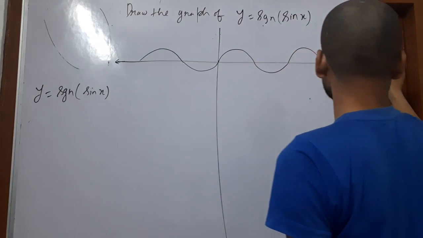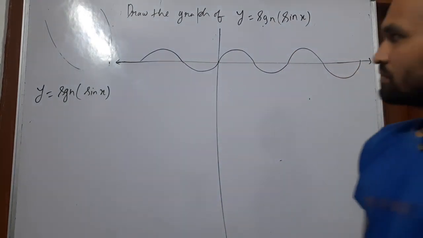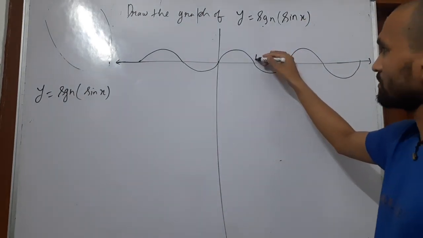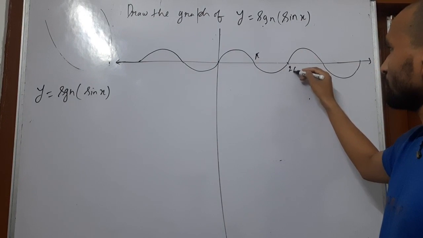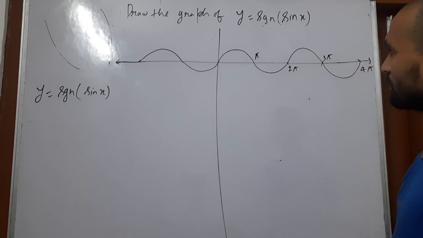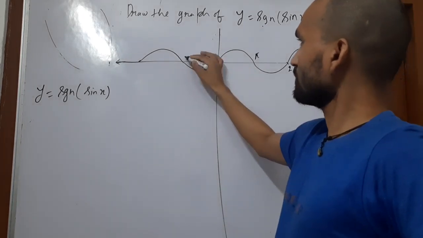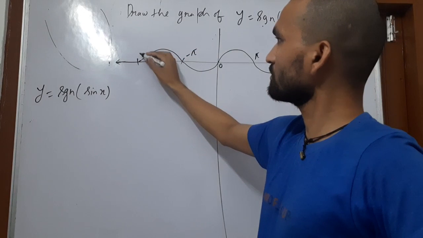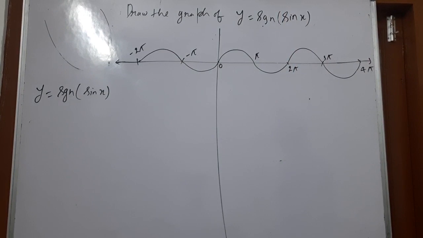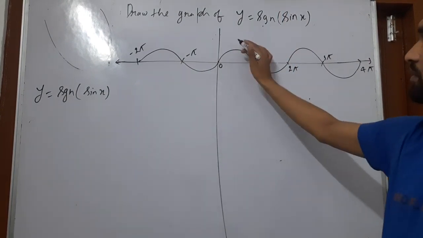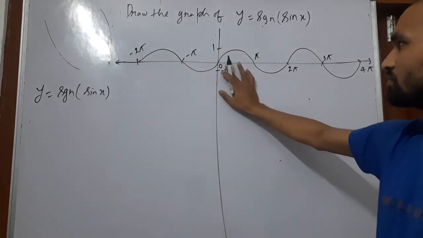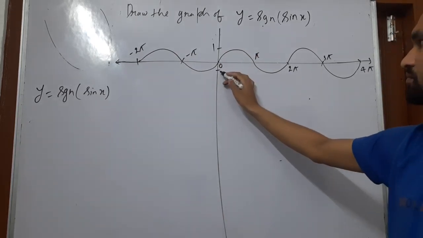Okay friends, it is of this type. We should take the values here, that is pi, 2 pi, 3 pi, 4 pi, here is 0, this is minus pi, this is minus 2 pi. Okay, the upper value is 1 and the lower value is minus 1. Okay, this is minus 1.